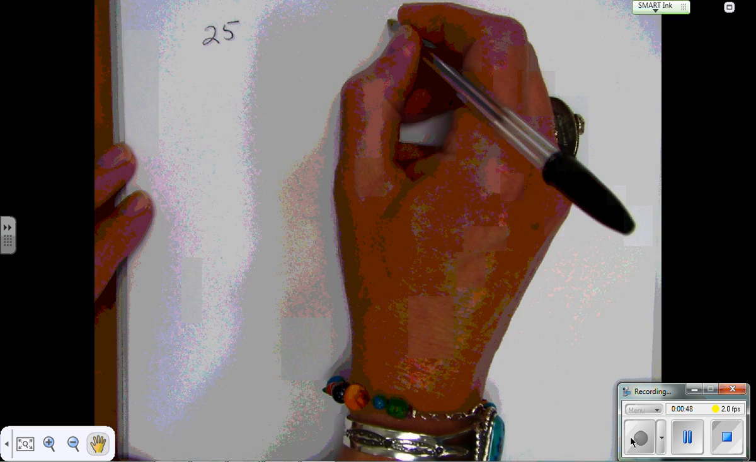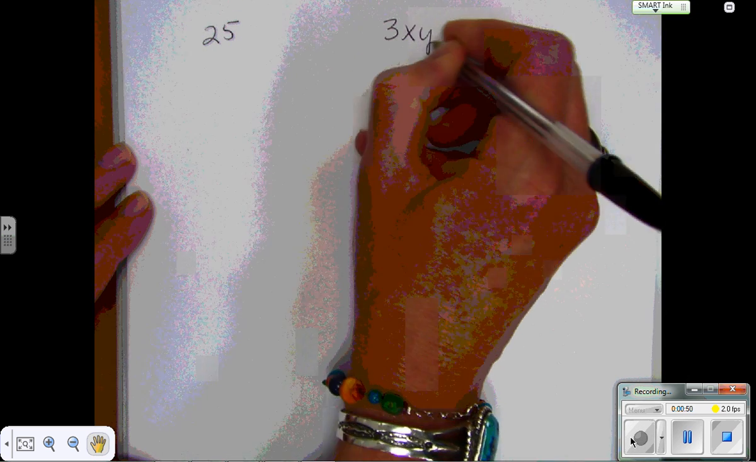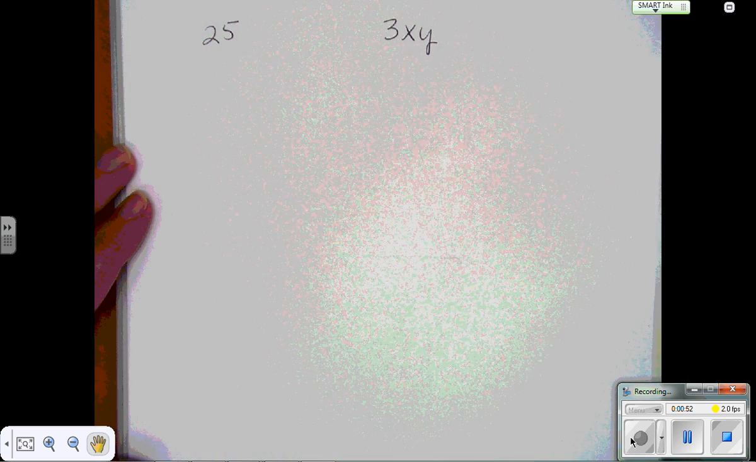So, first of all, we need to go over what a monomial is. A monomial could be just a number, like a product of numbers, like 25. That's considered a monomial, even though it doesn't have a variable. You could also have something with variables, 3xy.